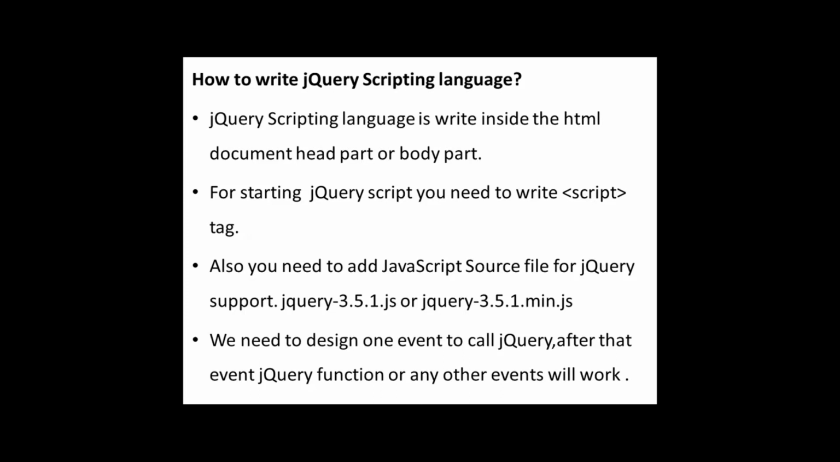jQuery scripting language is written inside the HTML document head part or the body part. Means you can add your jQuery programming syntax inside the head of the HTML document or the body part of the HTML document. For starting jQuery scripting, you need to write the script tag. As we know, whenever you start JavaScript programming, you need to define the script tag first, and only then you can write JavaScript functions or syntaxes inside the HTML document.